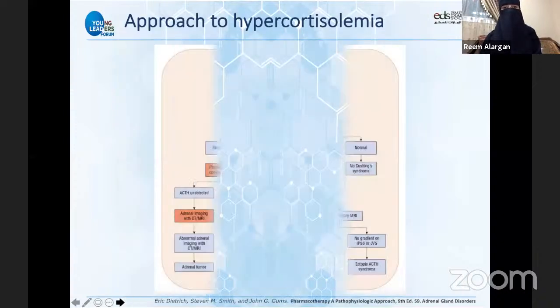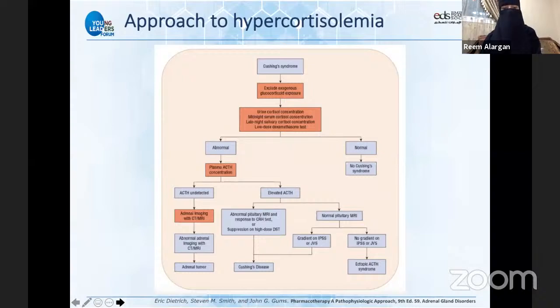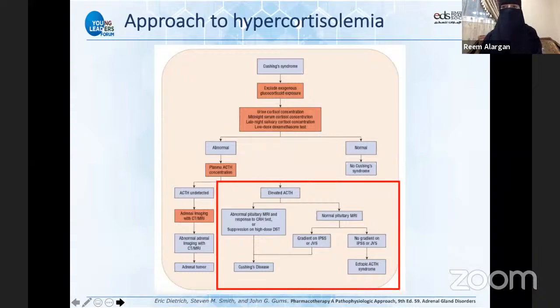And the second step, after you confirm that the patient has hypercortisolemia, is to do ACTH level. If ACTH level is undetectable, then this goes with an adrenal cause, so you image the adrenal gland. However, if ACTH level is inappropriately normal or high, this points to either ectopic or pituitary origin, so we have to image the pituitary gland, and then based on the findings in the pituitary gland, you proceed for either surgery or inferior petrosal sinus sampling.